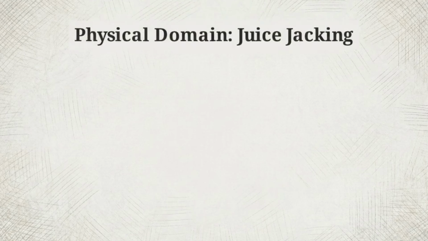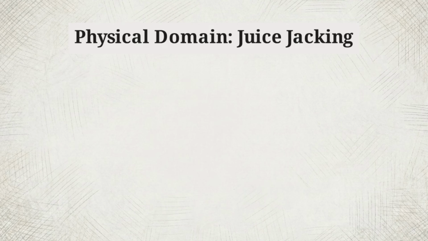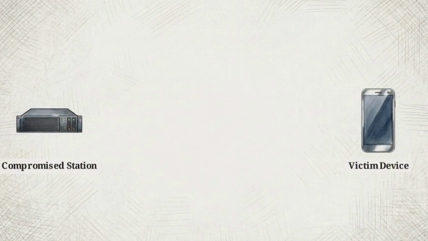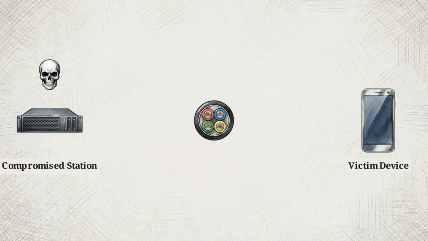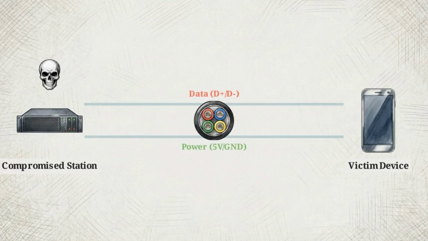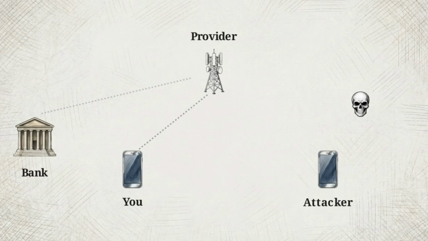The third domain is physical exploitation. In an attack known as juicejacking, criminals compromise public USB charging stations. A standard USB cable contains dual channels. While you see power flowing inward to charge your battery, malicious software uses the secondary data channel to siphon your files outward in seconds. Physical attacks can also bypass your hardware entirely.